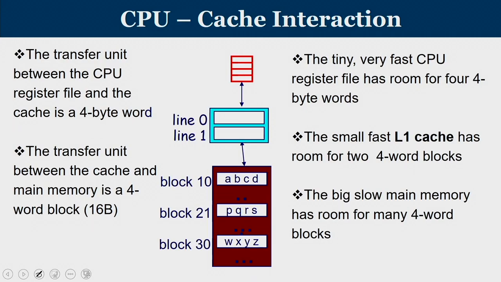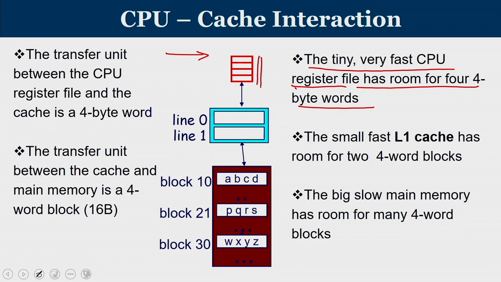Look at this slide. Here we have a different interaction schematic of processor, cache, and main memory. What is given here is your processor, a tiny, fast CPU. The CPU registers have room for only very few words. In this context, I am taking 4-byte words. Each of these registers can accommodate 4 bytes, and I have 4 such registers.